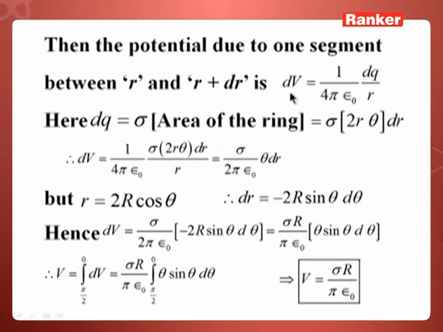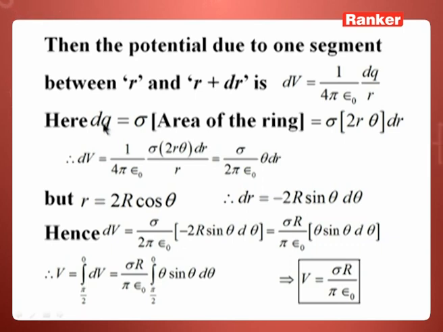Let us write that formula. dV is equal to the constant 1 by 4 pi epsilon naught into dq by r. But what is this dq over here? It is the value of charge on that circular ring that has been imagined, which can be written as sigma, the surface charge density, into the area of the ring. What would be this area of the ring now? It will be 2r into theta into dr. In fact, it is 2 theta into r; that is why we are writing 2r theta dr.